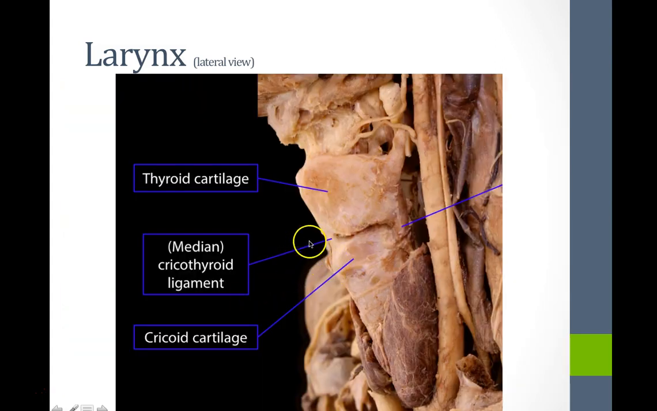So this is another lateral view of the larynx, and you could see over here is our thyroid cartilage. Laryngeal prominence would be over here, and then right over here we see part of that cricothyroid ligament. This is right in the center, so we would say this is the median portion, and here is our cricoid cartilage, and that cricothyroid muscle has been dissected away here.